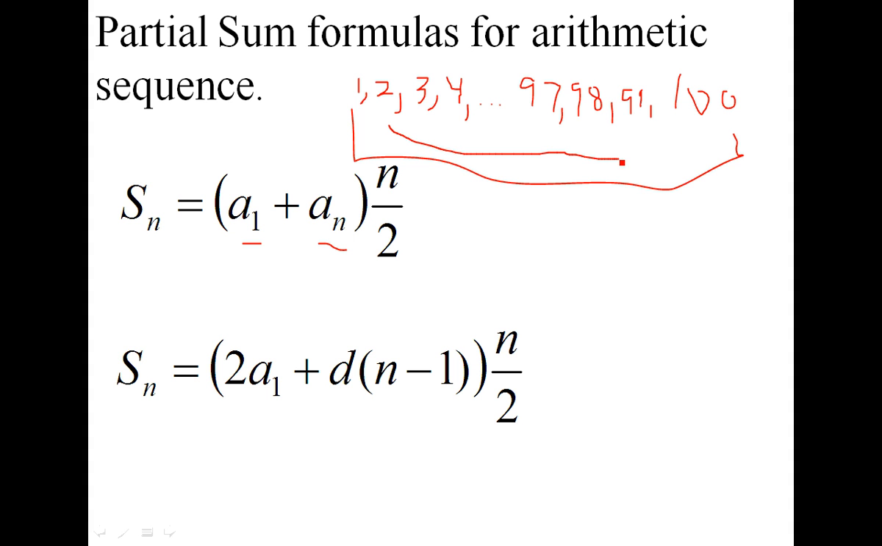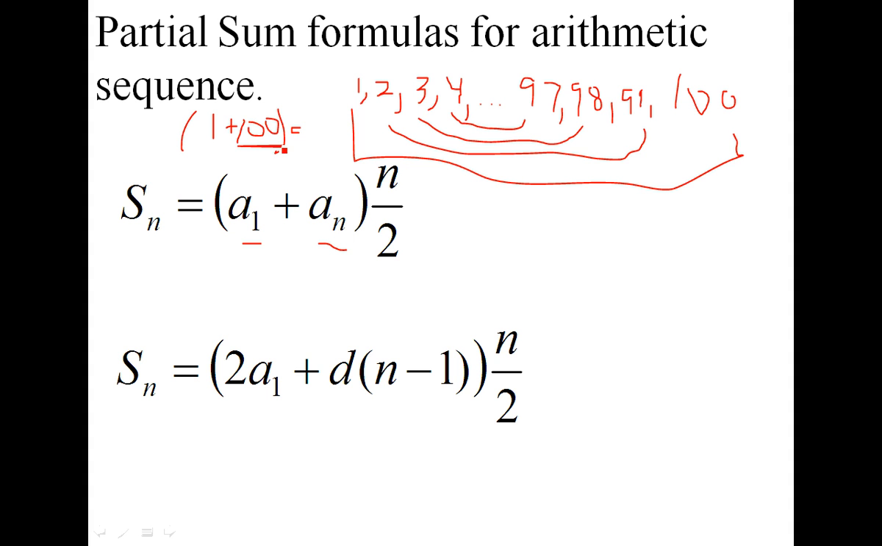Well, if you do that with 2 and 99, you get 101. 3 and 98, you get 101. 4 and 97, you get 101. How many pairs would be like that? Well, yeah, it'd be 50. So if you take 1 plus 100, that gives you 101. There's going to be 50 pairs like that, so you take that times 50.